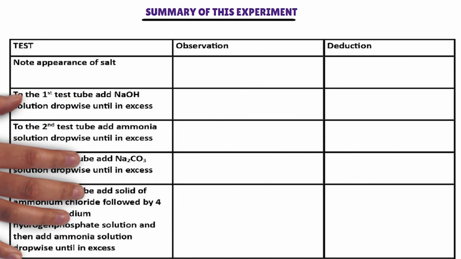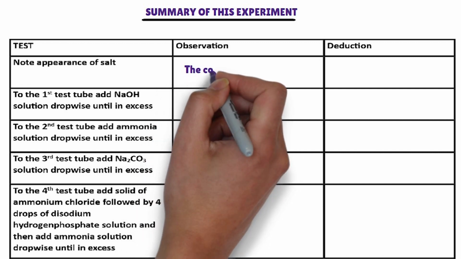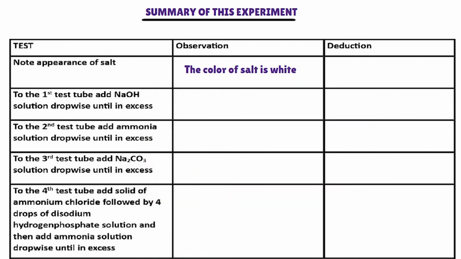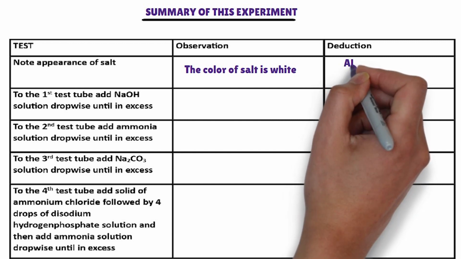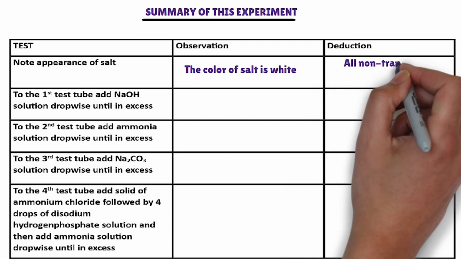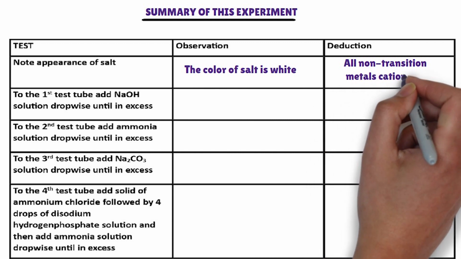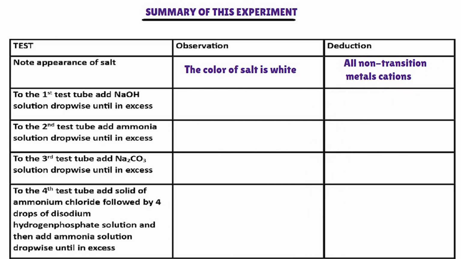Summary of this experiment. Observation. The color of salt is white. The white color of salt indicates that the cation present in salt is non-transitional metal cation. For examples, group 1 cation, group 2 cation, zinc ion, ammonium ion, and so on.